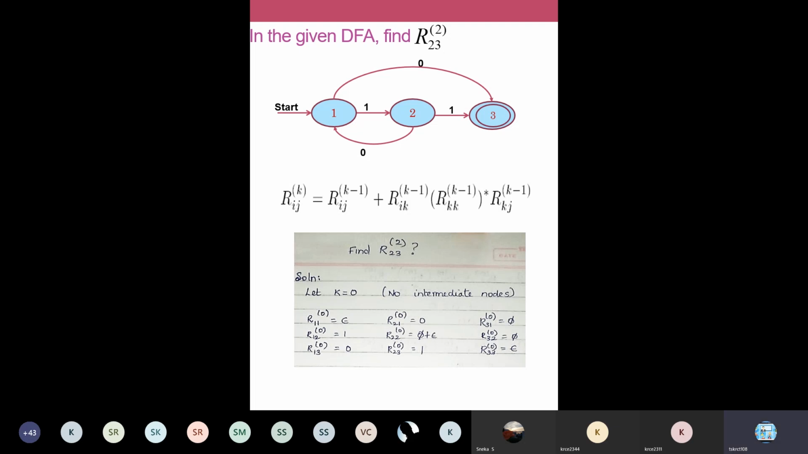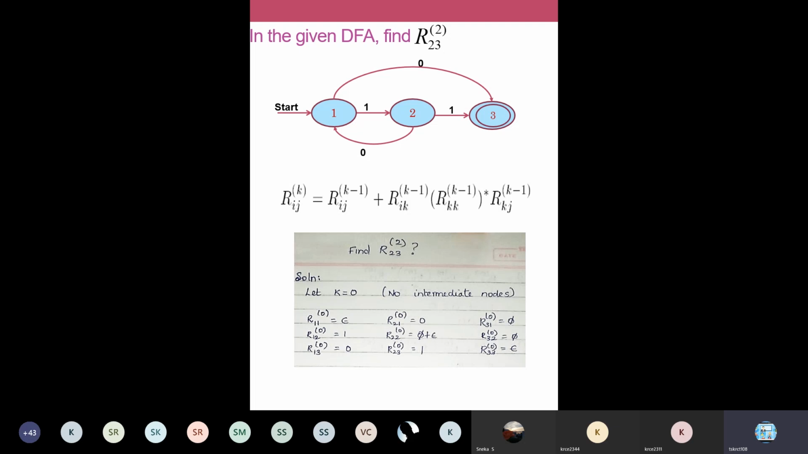So if you're asked to find a particular regular expression in level 2, you need not find all the regular expressions in level 2. In level 2, it is enough if you find only this one expression alone. In level 0, you have to find all the expressions. In level 1 also, you have to find all the regular expressions. But in level 2, it is enough if you find only this term, R23 of 2. You need not find all the terms in level 2. That is the benefit when your question asks for a particular regular expression.